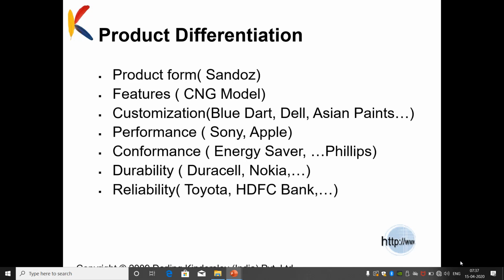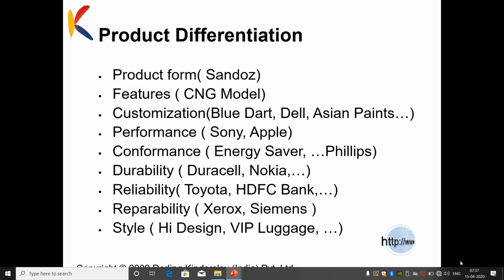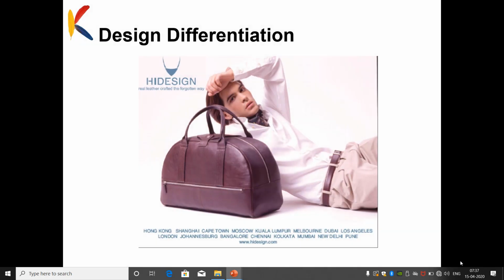Durability, like Duracell, which often promotes in all its communications, through television and different media, that Duracell is more durable compared to other batteries. Reliability, like Toyota or HDFC Bank. Repairability and style. So these are some of the basic ways through which a product can be differentiated. High design generally differentiates a product on the basis of design aspects.